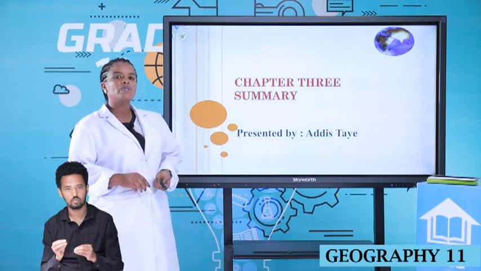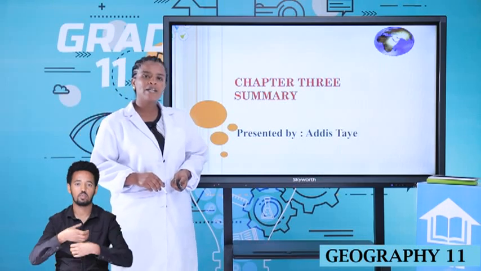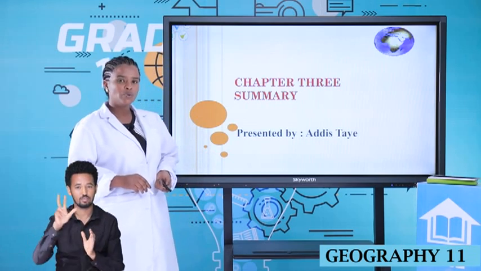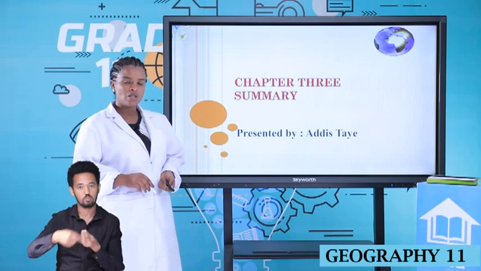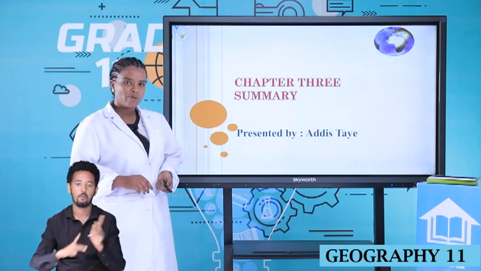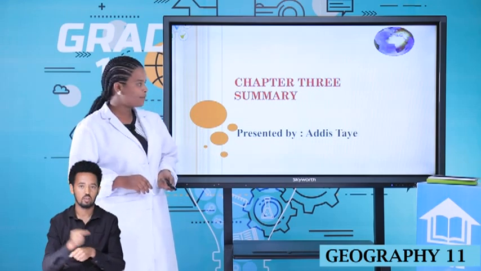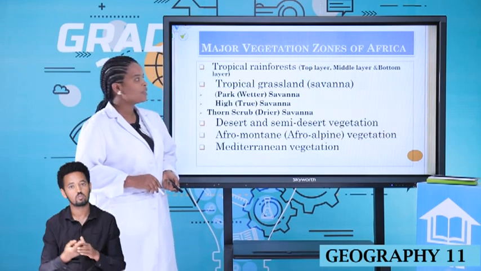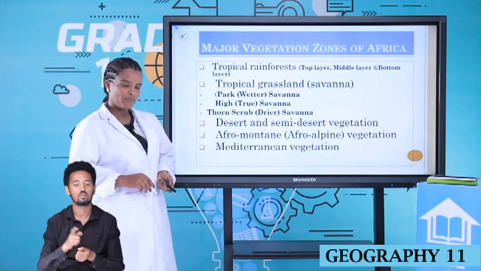Students, today we will summarize the remaining part of chapter 3, and also we are going to discuss the new chapter, population, economy, and natural resources of Africa. Let us start with the major vegetation zones of Africa.